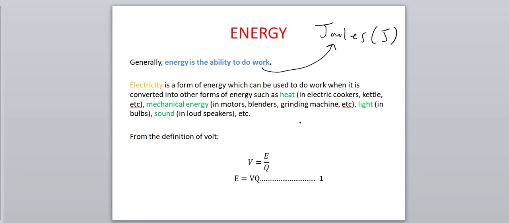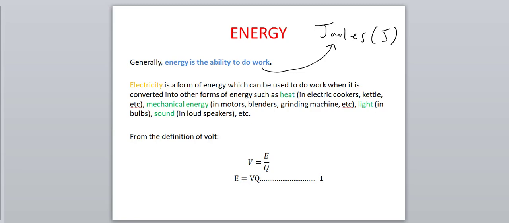Now, from the definition of volts, we say 1 volt is the energy we get per coulomb, or the energy that is released when 1 coulomb of electricity moves from one point to another. So that gives us that voltage, V or PD, V equals energy per coulomb. When we cross multiply, energy becomes VQ, or volt multiplied by coulomb. This is equation 1. That's the formula for energy.